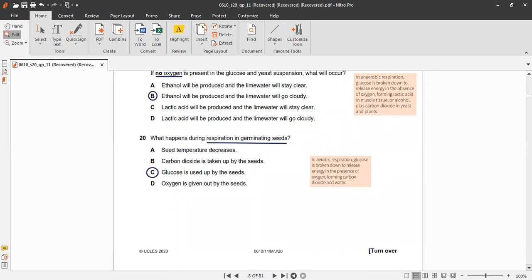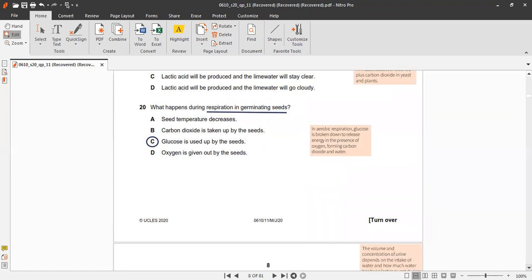What happens during respiration in germinating seeds? Yes, aerobic respiration. Glucose is broken down to release energy in the presence of oxygen, forming carbon dioxide and water. So the correct answer is C, glucose is used up by the seeds during aerobic respiration.